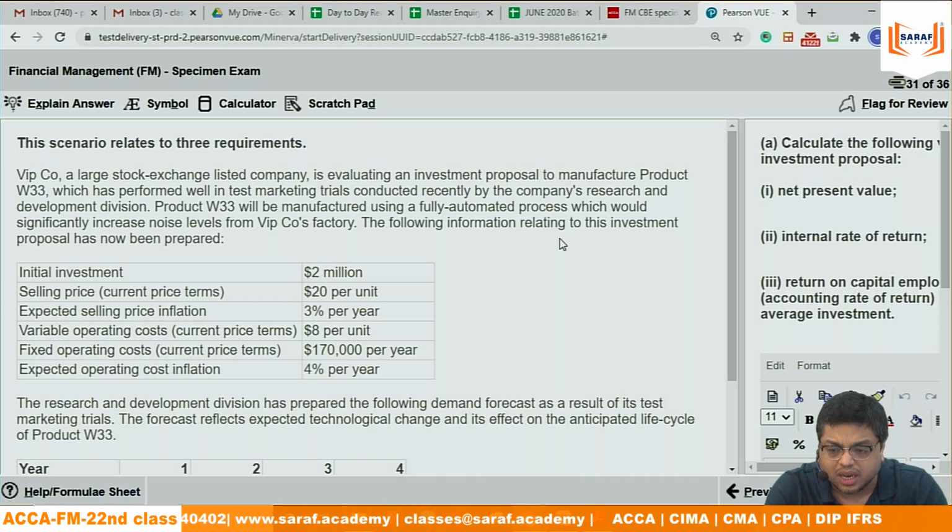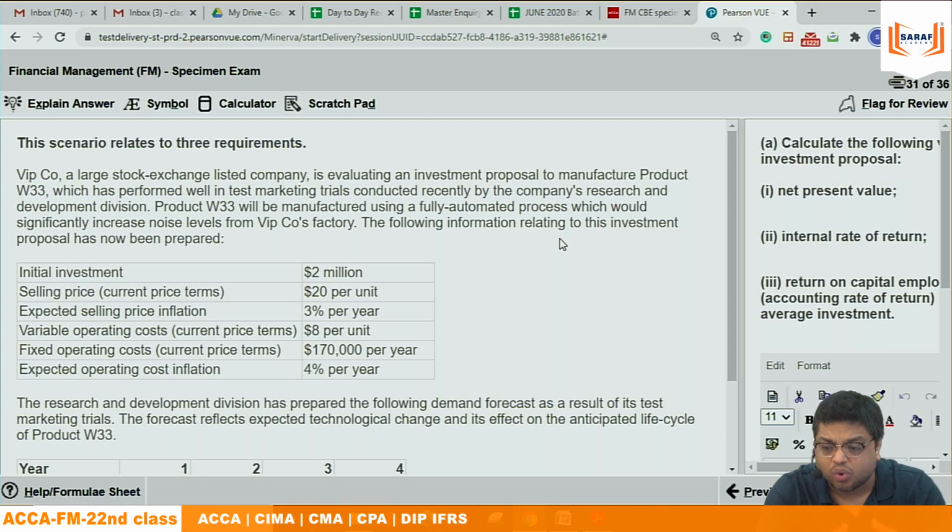Product W33 will be manufactured using a fully automated process, which would significantly increase noise levels from the company. If we go ahead with this project, whether NPV is positive or negative, it is going to create a problem with the laborers. The following information relating to this investment proposal has now been prepared. So they are giving the numerical details relating to the project.